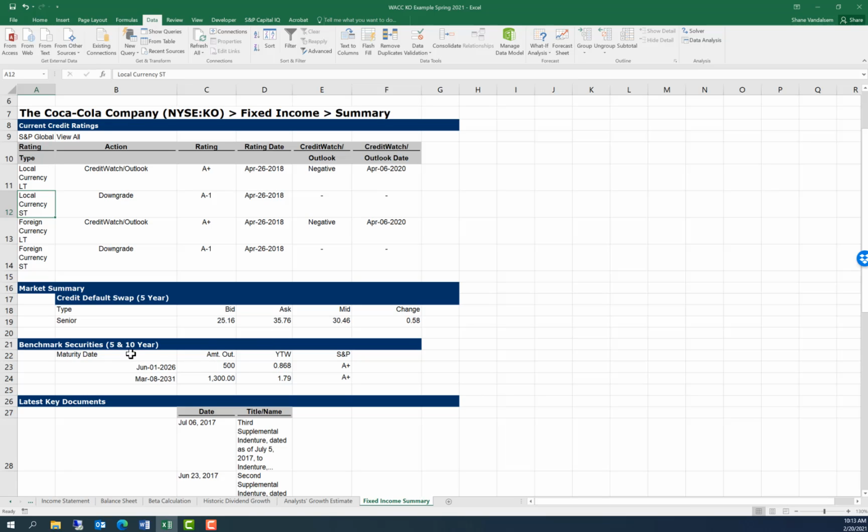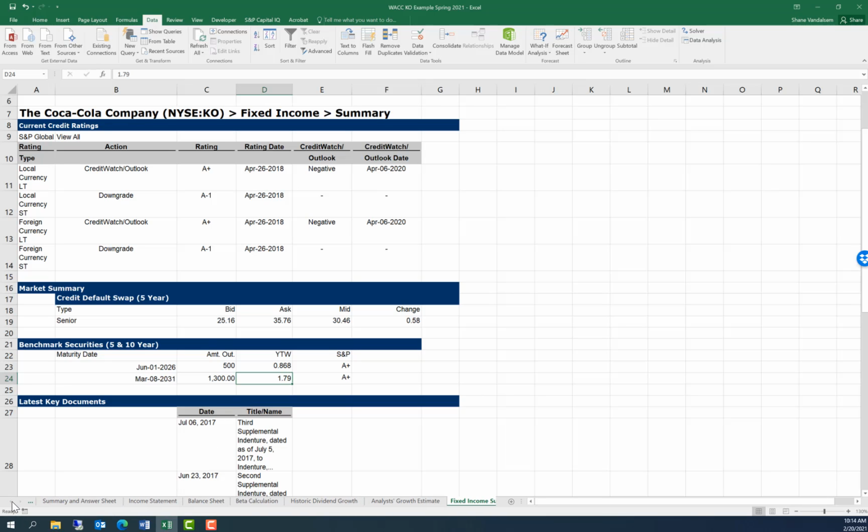One is 5 years out, a 5-year maturity date, and one has a 10-year maturity date. This is the amount outstanding in millions of dollars. So they have a bond that's $500 million outstanding, and one that has a face value of $1.3 billion outstanding. And this is the yield to worst. In this case, it is the yield to maturity for the bond, and the S&P bond rating for both of these bonds is A+. So a high quality bond, low yield because of its high quality.